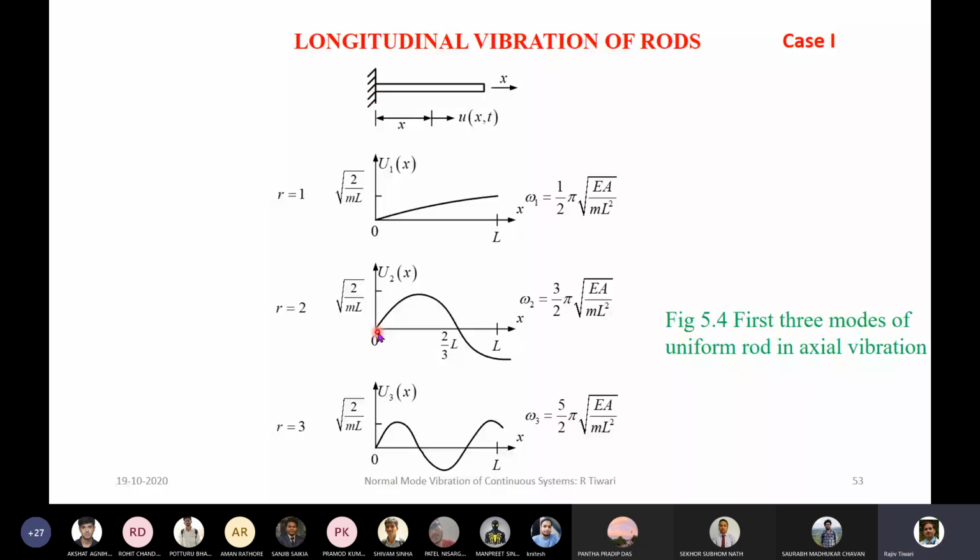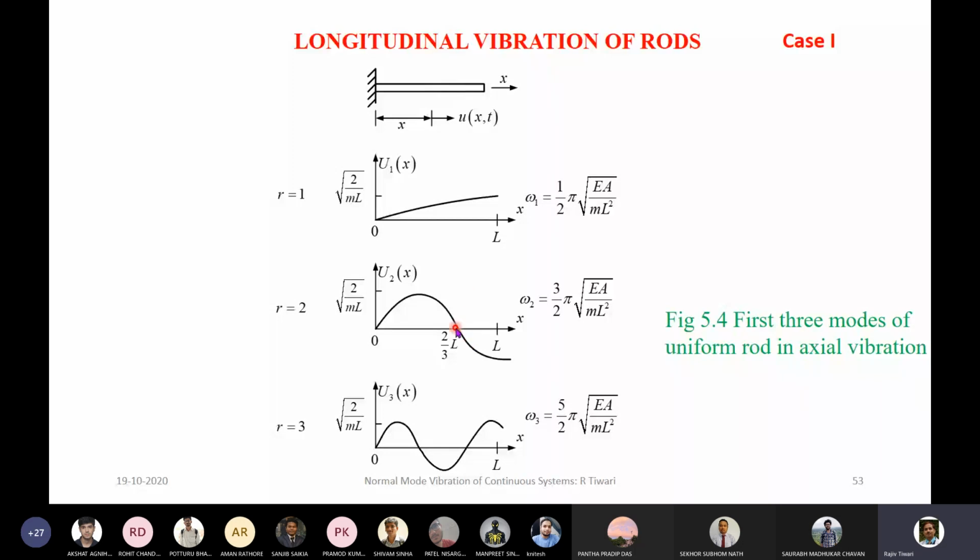But according to the previous formula, we get one node position here. And I think this will be at the 2 by 3 L position. So here there will not be any displacement. So if you want to visualize this, in this particular beam when it is vibrating in the second mode, at one point here, at the 2 by 3 L position, there is no displacement.